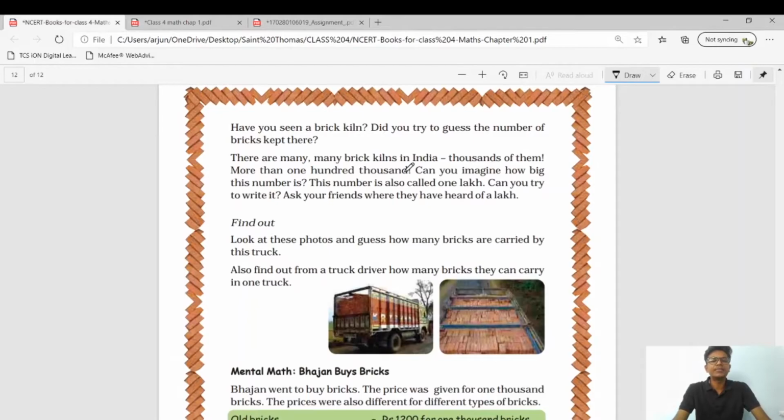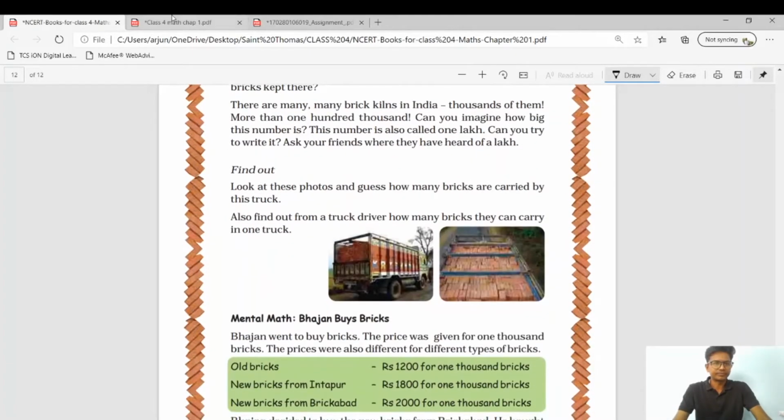There are many brick kilns in India. 1,000 of them. Yes, 1,000 are there. More than 100,000. Can you imagine how big this number is? This number is called 1 lakh. Can you try to write it? Ask your friend where they have heard of a lakh.